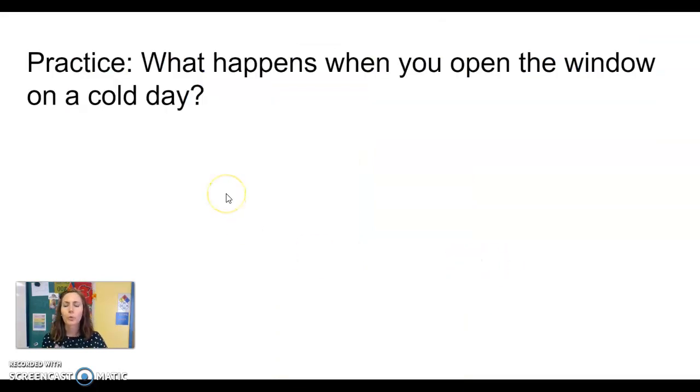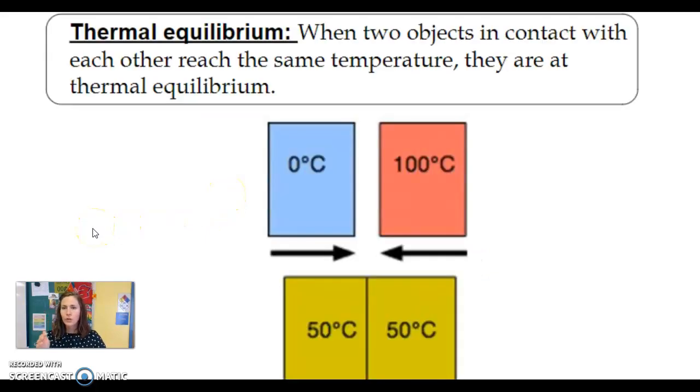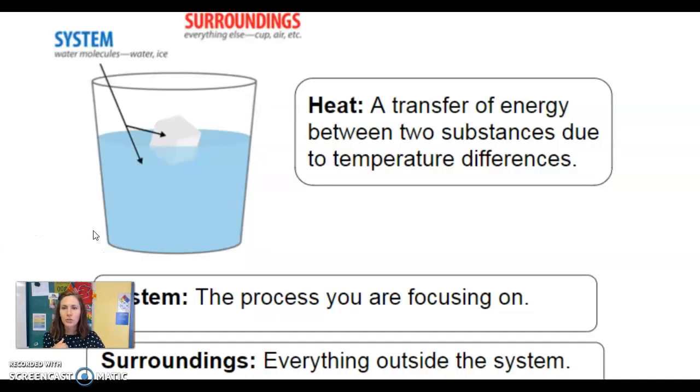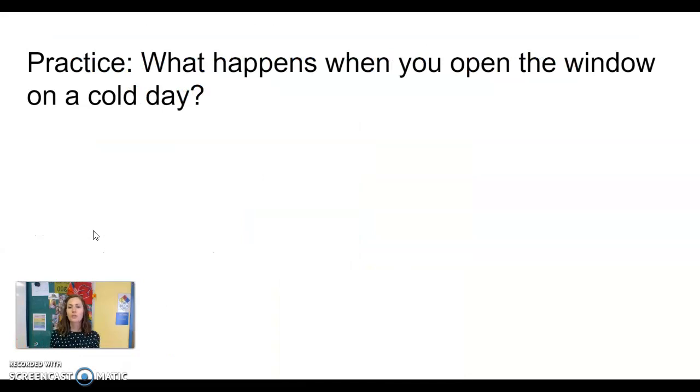So what happens when you open a window on a cold day? According to our thermal equilibrium and our convection, our heat transfer, what is going to happen when I open that window on a cold day? Is heat going to go which direction? Remember, things always go from hot to cold. If it's cold outside, hopefully it's warmer inside your house, and air is going to rush out your window into the surroundings, the system being your house, the surroundings then being the outside, and the heat's going to rush outside, and it's going to start to feel colder in your house because that hot air is leaving your house.